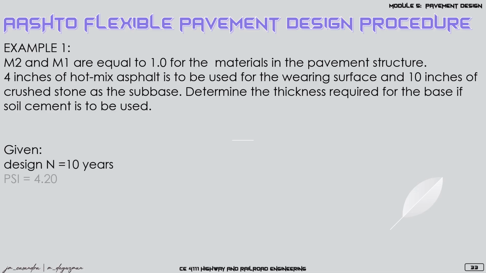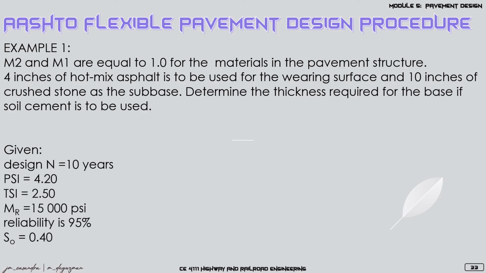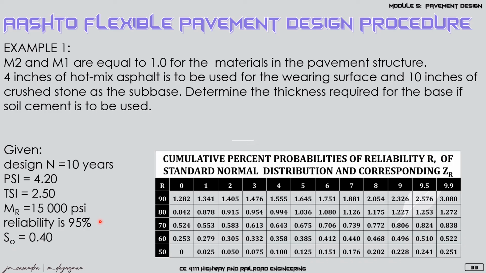So to start off, we summarize the following given. We have a design life of 10 years, an initial PSI of 4.2, terminal service index of 2.5, resilient modulus 15,000, reliability of 95%, and overall standard deviation of 0.4. So from the reliability, 95%, we can now use our table for the reliability in order to get the value of ZR. So the reliability here is 95.